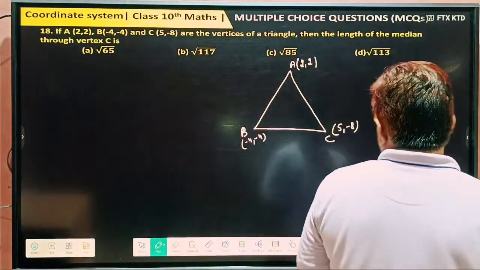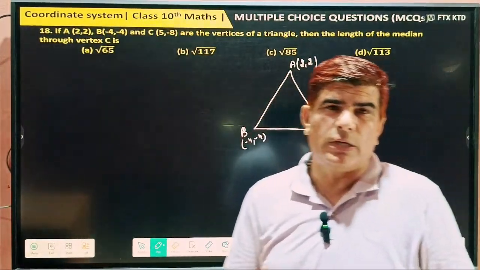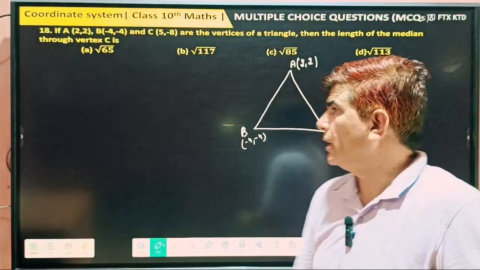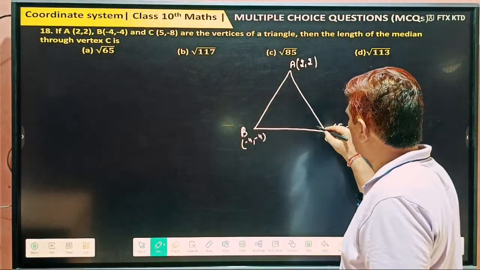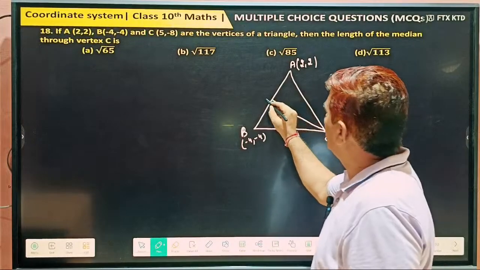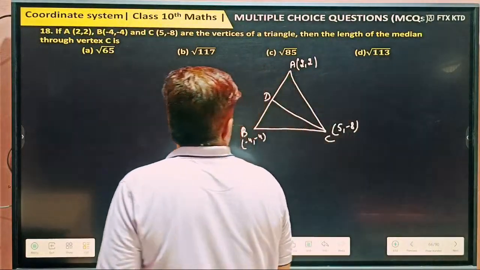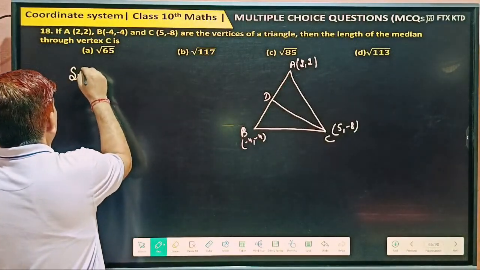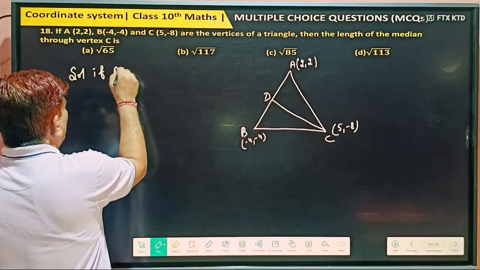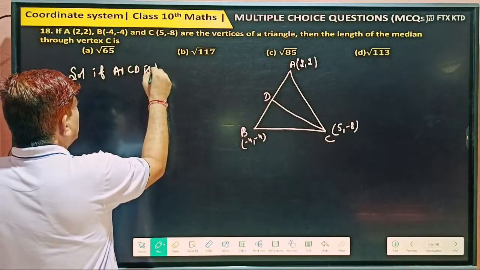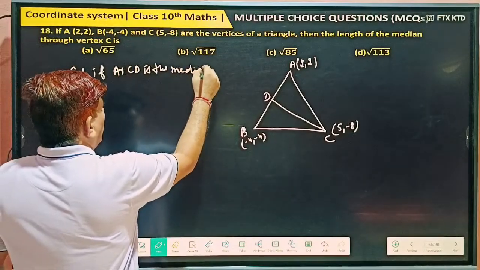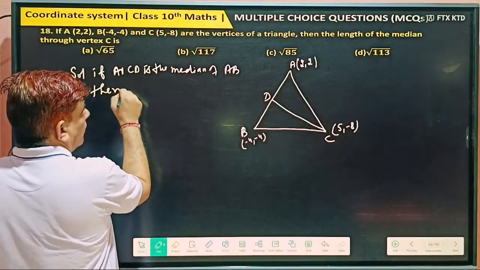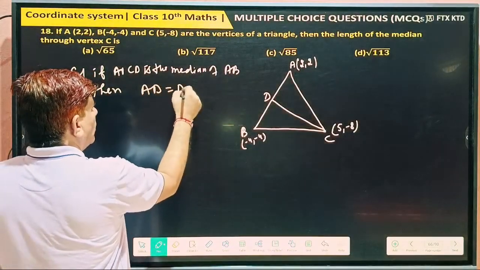Length of the median through the vertex. I already told you what is vertex, what is median. Median is that line segment which starts from a vertex and divides the opposite side into two equal parts. So this D is the point. Then AD equal to BD. If CD is the median of AB, then AD equal to BD.